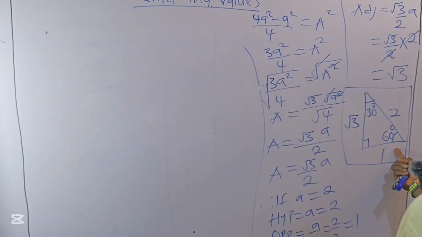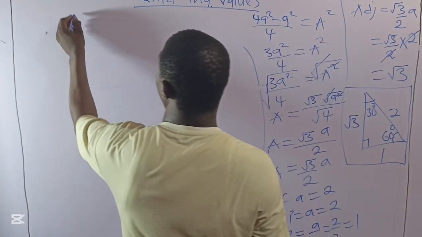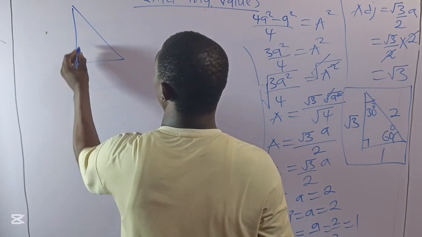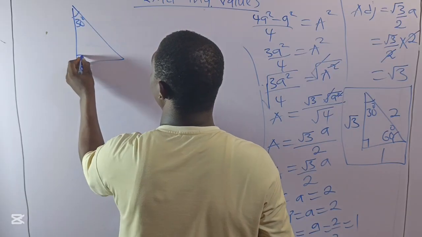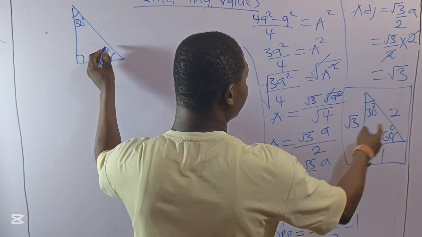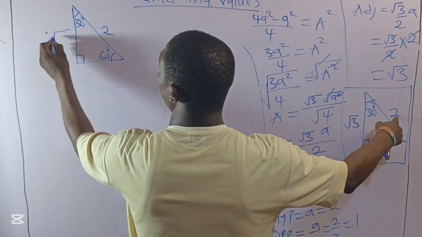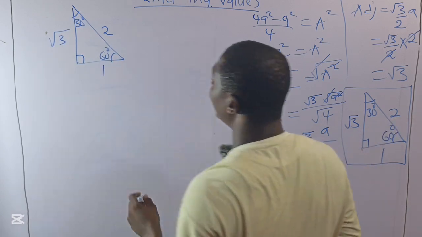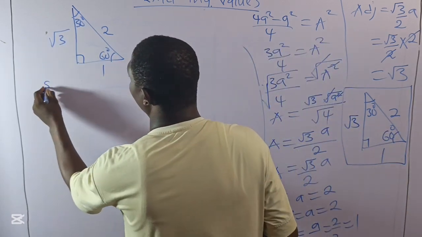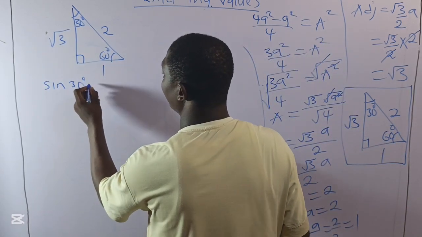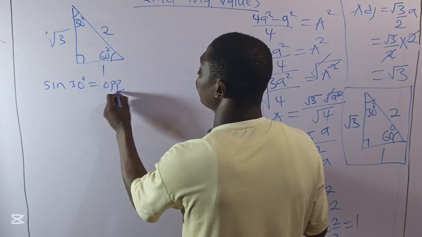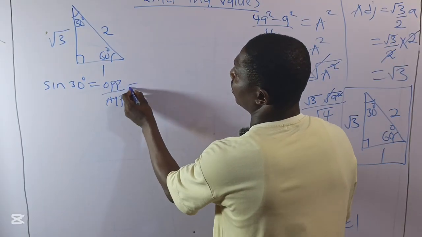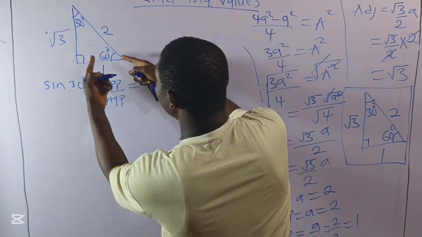Now, this is the triangle we are using. This is 30 degrees, this is the right angle, this is 60 degrees, and we have 2, root 3, and 1. Now, let's start with 30. If we have sine 30 degrees, sine is what? Opposite over what? Hypotenuse.